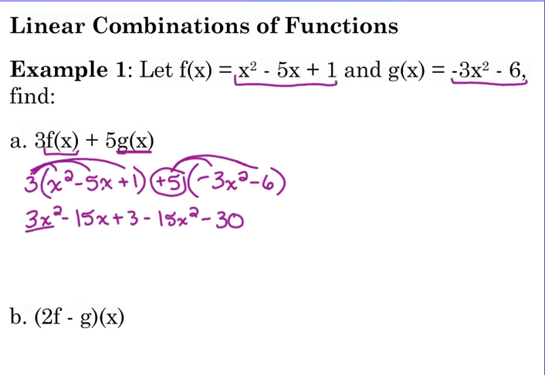And then we just combine like terms. So 3x squared minus 15x squared is negative 12x squared. Negative 15x is the only linear term there. And then constants, 3 minus 30 is negative 27.